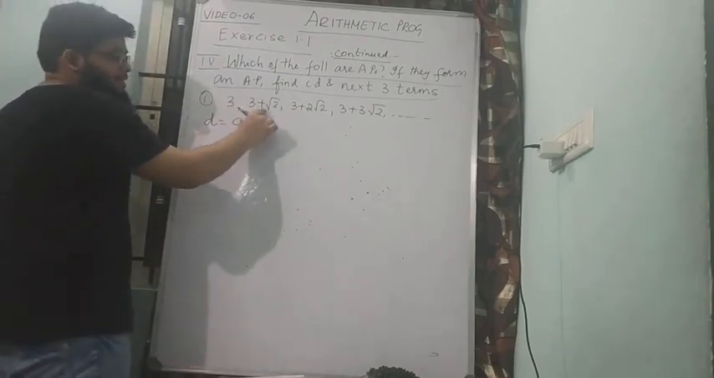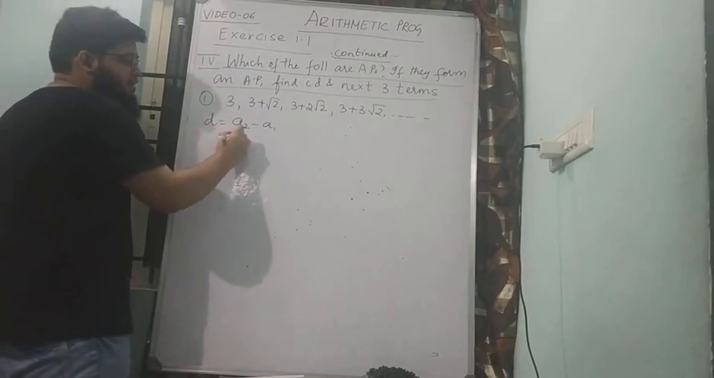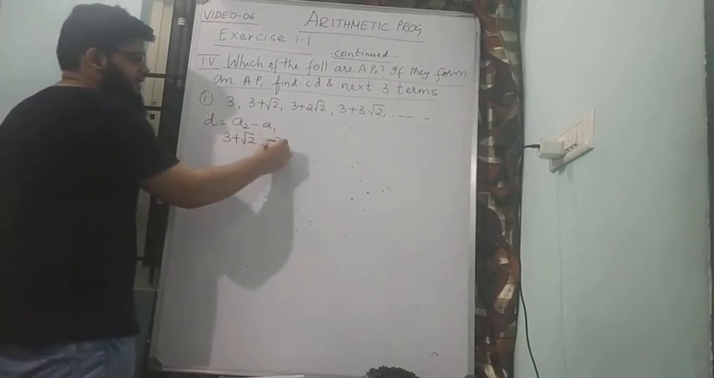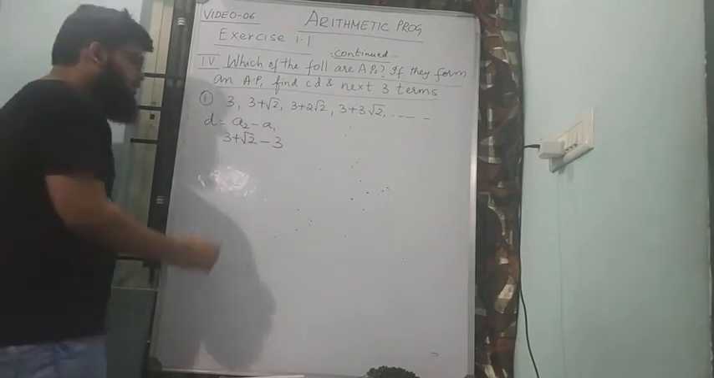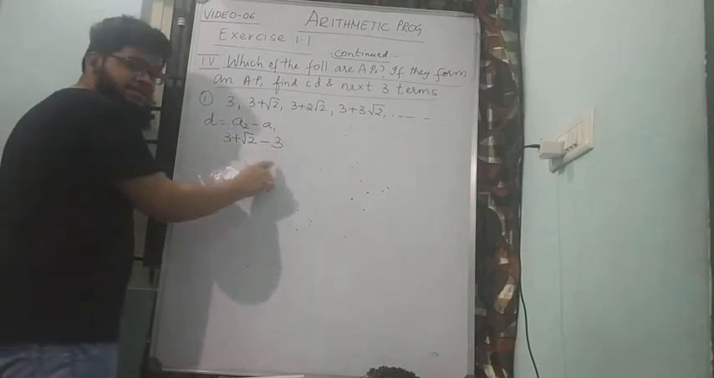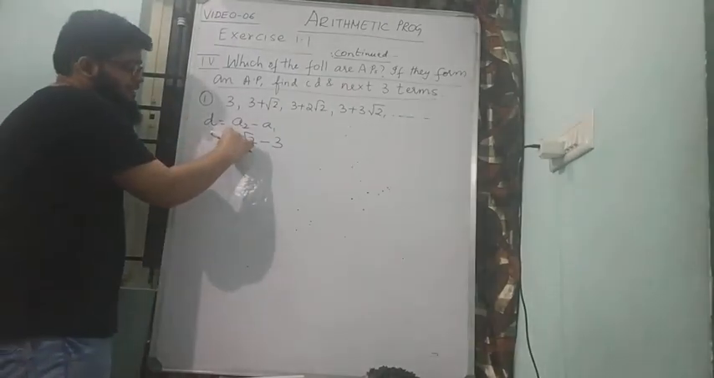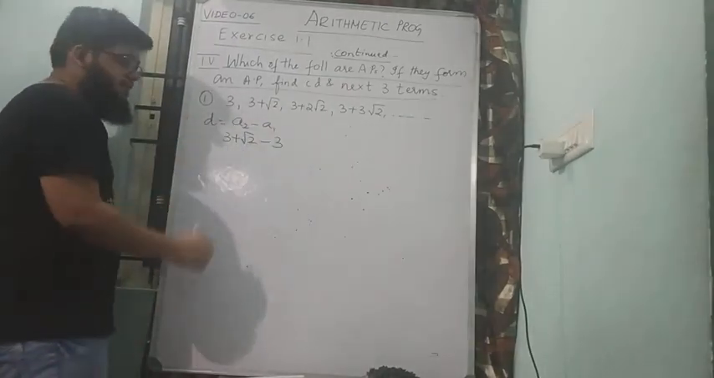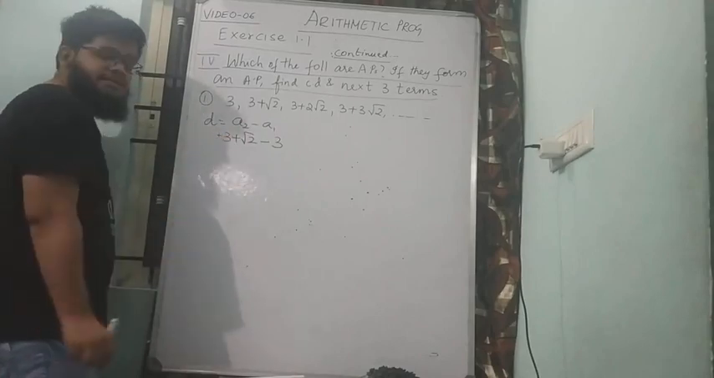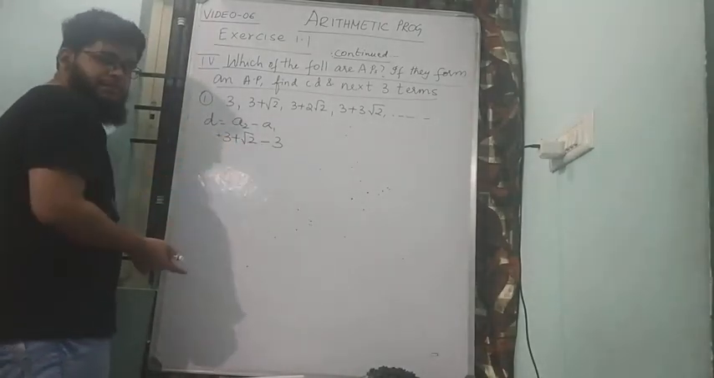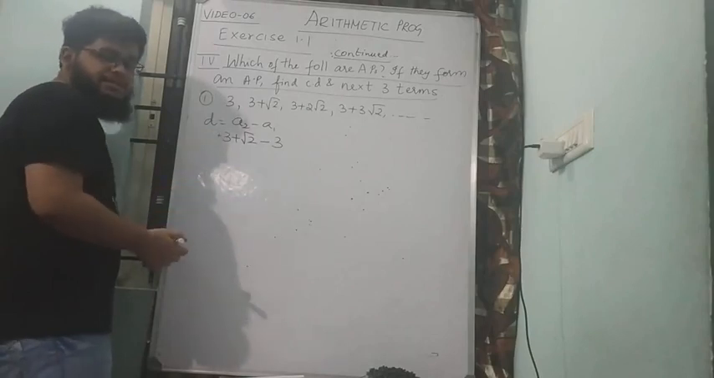This is A1, this is A2. A2 is the second term, 3 plus root 2, minus A1 which is 3. So this is 3 and this is minus 3, and this is root 2. I can take only 3 and minus 3 and cancel them, because if there is no sign you can consider it to be plus. Plus 3 minus 3: plus into minus will be minus, and 3 minus 3 will be 0.